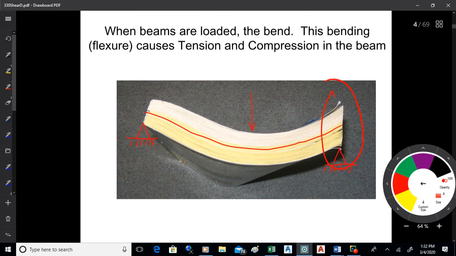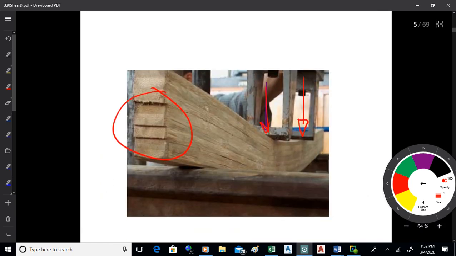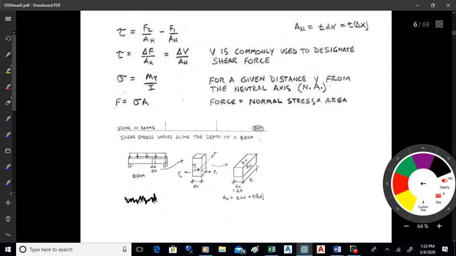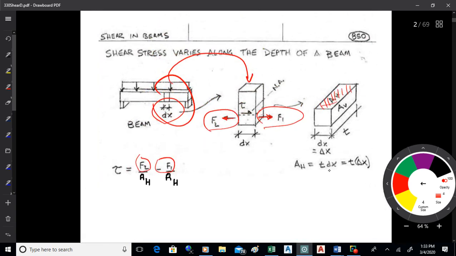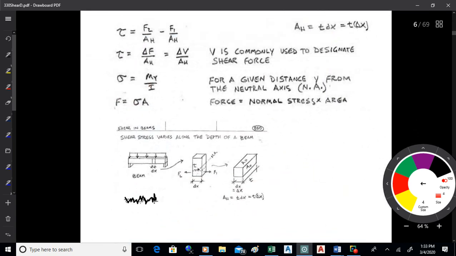So we're looking at the sliding action of these different planes across each other. That's the type of shear we're considering. Now it's F2 minus F1 over that horizontal area. By the horizontal area, I mean that plane is oriented horizontally there like that. Now, for whatever reason, instead of F or P for shear force, we usually use V. So instead of delta F over the horizontal area, it's delta V, and I don't know why, it's just what they commonly use to designate shear force.